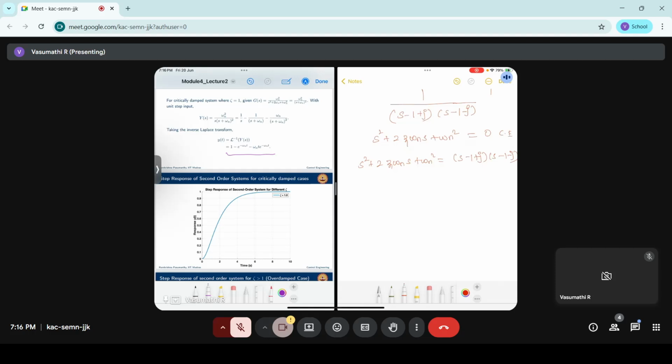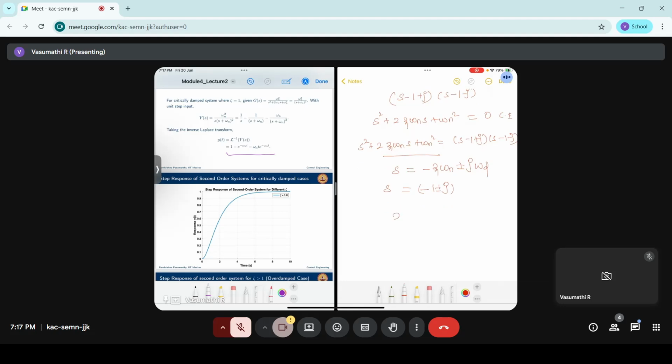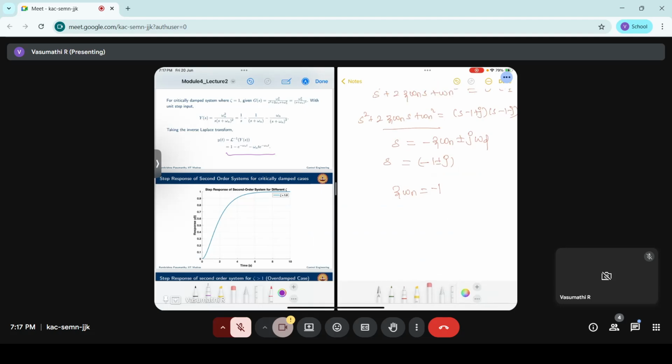Now, there is a straightaway formula to find this. Since it is a pole pair, you can straight away use s is equal to minus zeta omega n plus or minus j into omega d. Comparing this with s is equal to minus 1 plus or minus j, you will have zeta omega n equal to 1. Already there is minus 1, right? So this will be equal to 1. Then omega d will be equal to 1. So just straight away compare these two equations.